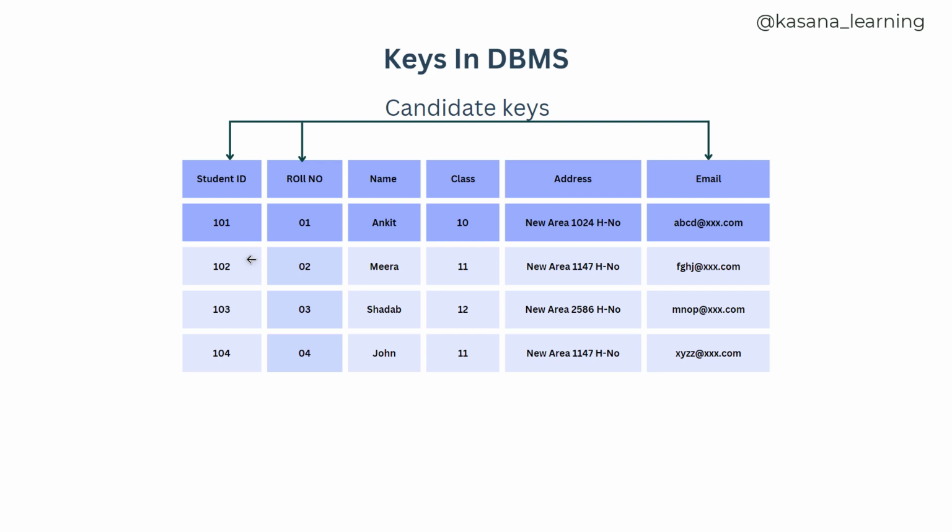For an instance, let's take an example. If we have to find to which particular person this area, area 1147, belongs. Here you can see that again the same area is written here. So the address column contains duplicate data. That means Mira and John have the same address. But which particular person belongs to this area can be determined by either roll number, student ID, or their email. If roll number is 2, it's Mira. If roll number is 4, it's John.